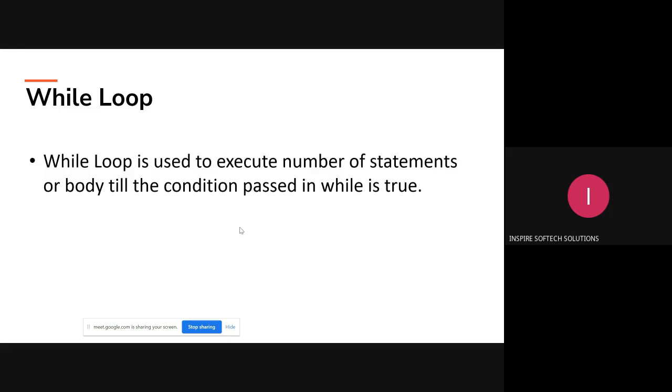So what is next? Once we are done with the for loop, we can learn the while loop very easily. So what is the while loop? For is nothing but iterating. Can I go with while for iteration? Exactly, we can do it. The while loop is used to execute a number of statements, or a body, till the condition passed in while is true. Until your condition is true, I'll stay there.